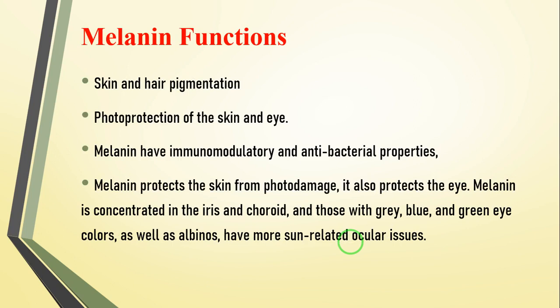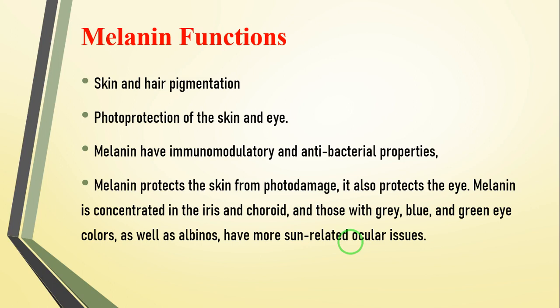The function of the melanin is not only for the pigmentation of the skin and hair, but it also has other functions. The main one is the photoprotection of the skin and the eye, and they also have an antibacterial effect. They have an immune modulatory effect. They can play an important role in the immune function. The melanin protects the skin from the UV light induced damage, for both the skin and the eye.